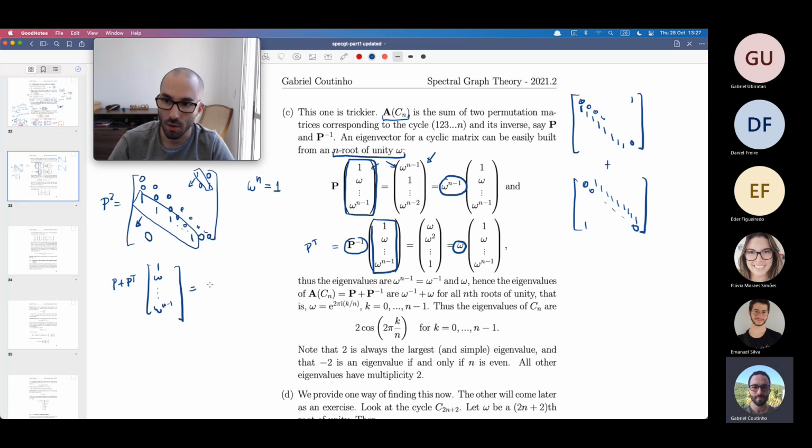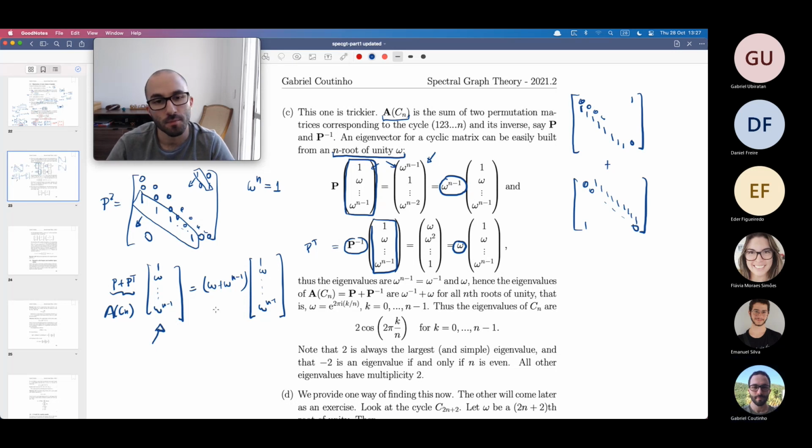And the eigenvalue is omega plus omega to the n minus 1. And this is the adjacency matrix of the cycle. So I have just found a bunch of eigenvectors, each one of them corresponding to this eigenvalue. Now, interestingly, these numbers are all real because omega to the n minus 1 is omega conjugate. Therefore, this thing here is 2 times the real part of omega.